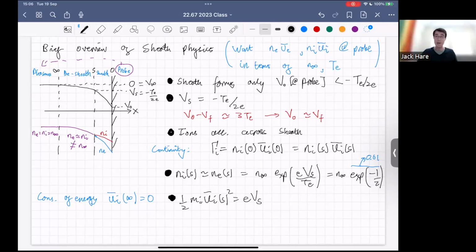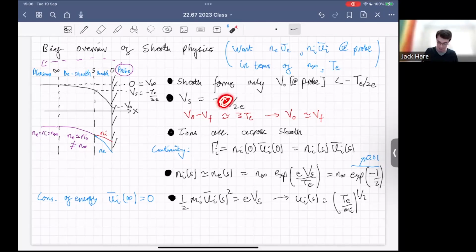Okay. So from this, we can then infer the velocity at the sheath is going to be equal to the square root of TE over MI to the half, where again, I have just plugged in our sheath potential into here. Okay. This is rather good.